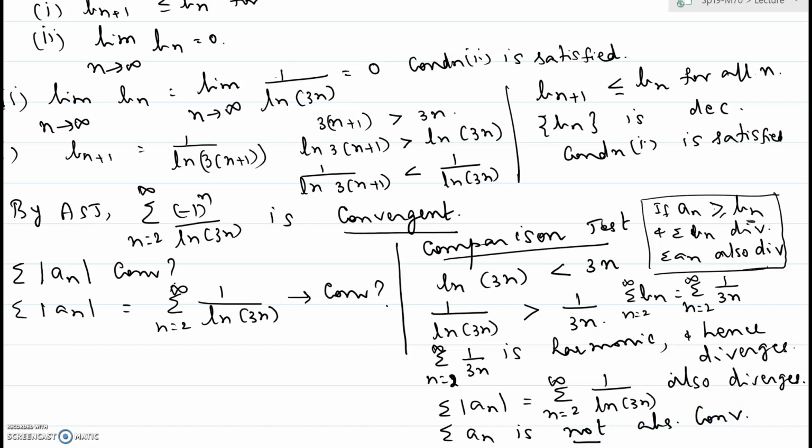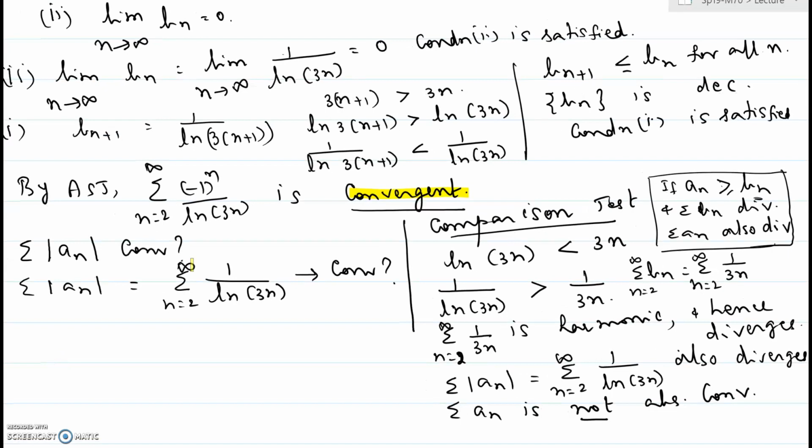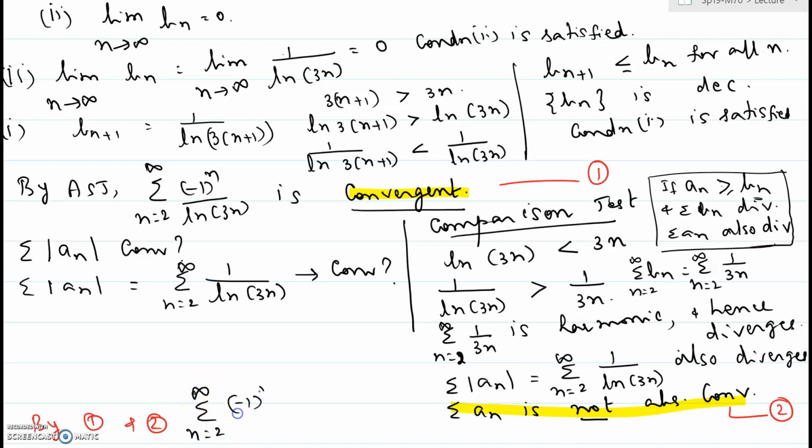So what have we proved so far? In this statement, we said that by alternating series test, this series is convergent. But here we say the same series sigma an is not absolutely convergent. So 1 and 2 tell that the series is convergent but not absolutely convergent, which is the definition of conditional convergence. Therefore, by 1 and 2, the given series sigma, n varying from 2 through infinity, negative 1 to the power n over ln of 3n is conditionally convergent.